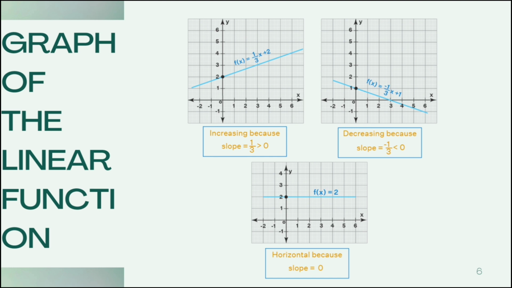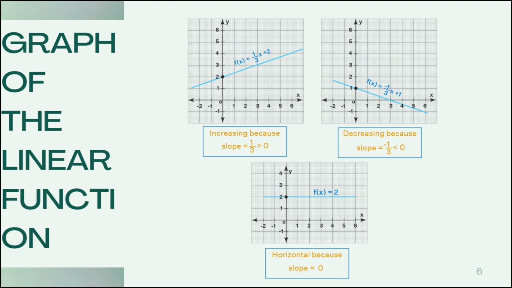I'll repeat the first graph, second graph, and third graph. The first graph is increasing because the slope 1/3 is greater than 0. The second graph is decreasing because the slope is negative 1/3, which is less than 0. And the third graph is horizontal because the slope is equal to 0.